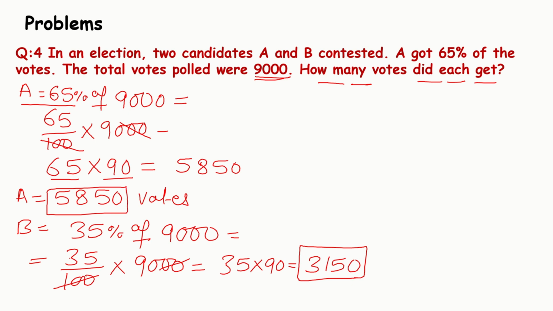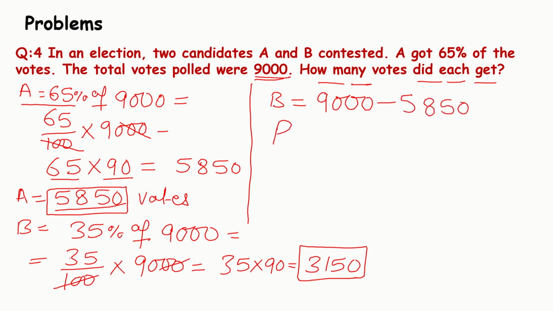This part, B, we can also calculate by subtracting. B has got 9,000 minus how many votes A has got, which is 5,850. So if you subtract these two numbers, you will get 3,150. So this is the first way to do it. This is the second way to do it. You can do it in either way. Both are correct. Thank you.